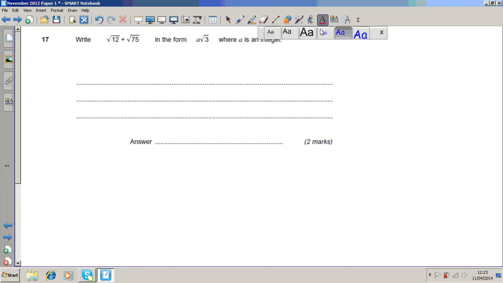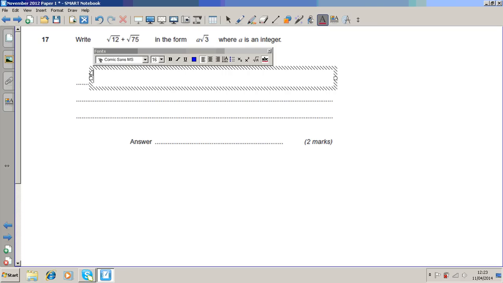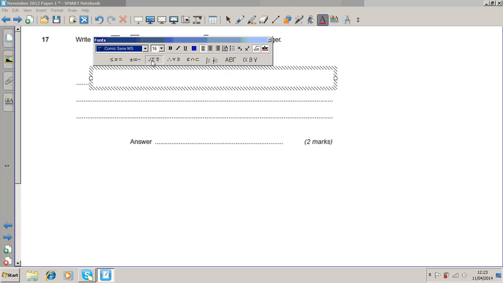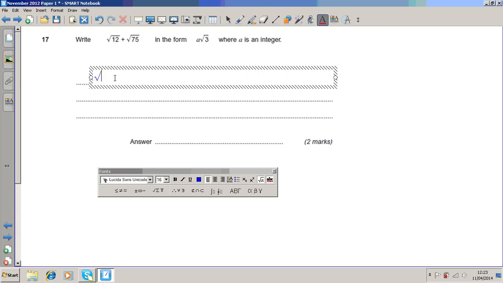Surds, everyone loves a surd. So, what square number goes into that? I need to get a little root sign going on here. Right, so root 4, root 3 is the same as root 12, and then root 75 will be, well, it's telling me root 3 goes into it, and that will go into it 25 times. Of course it will. So root 25, root 3.